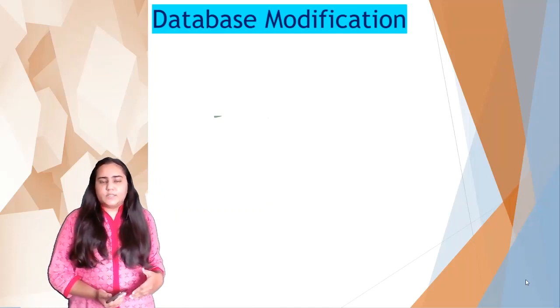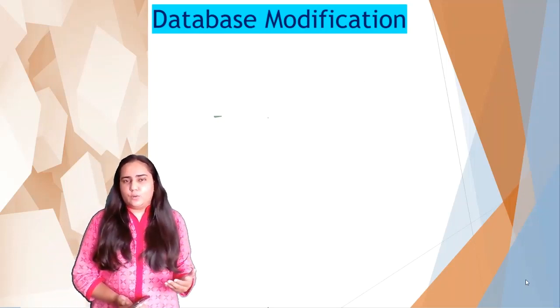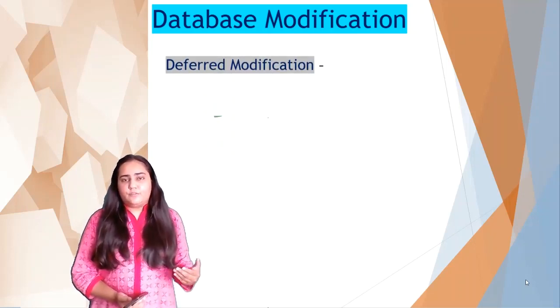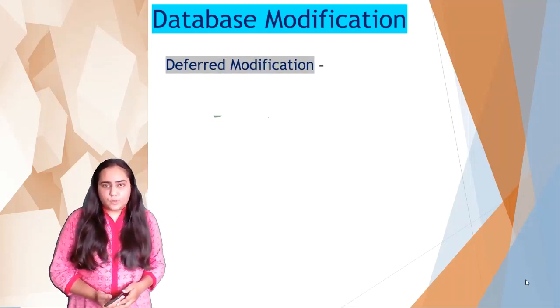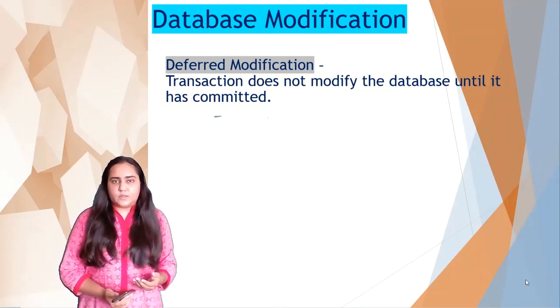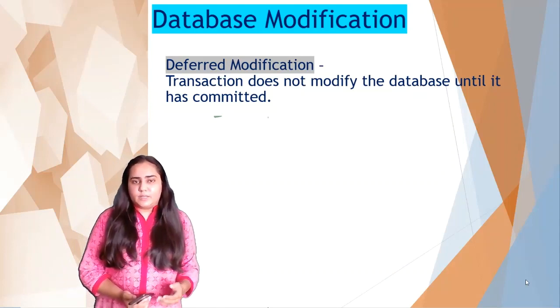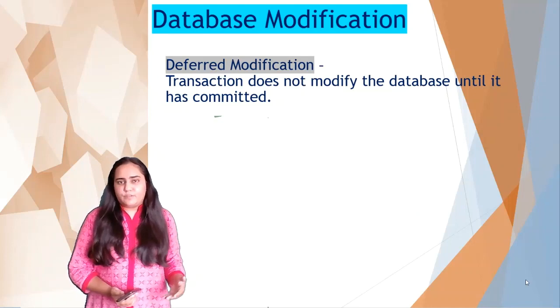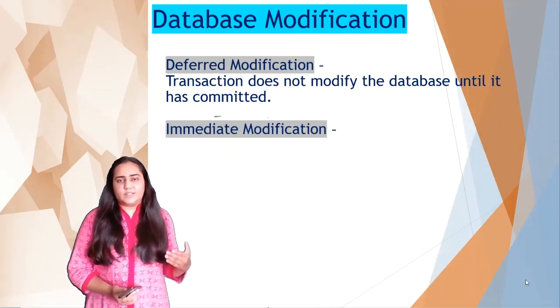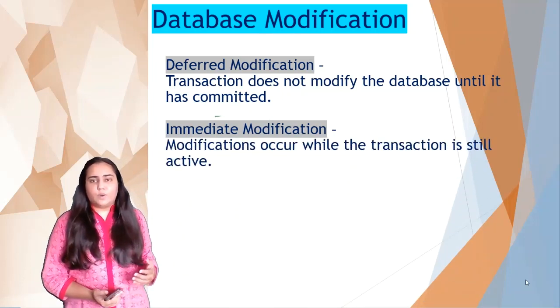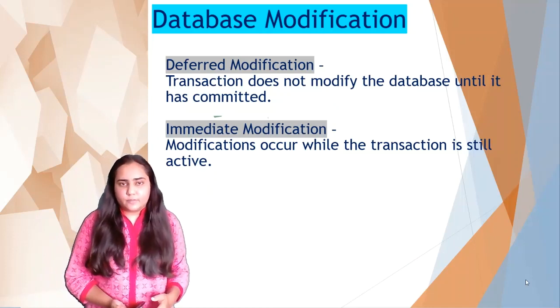And in order to understand that, I'd like you to first know how the database is modified. There are two methods of doing it. The first method is known as deferred modification, where a transaction does not modify the database until it has committed. So till the transaction commits, it will not modify the database. And the second method is immediate modification. In this, modifications occur while the transaction is still active.